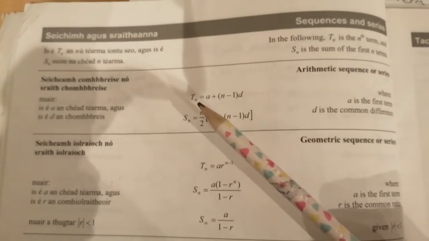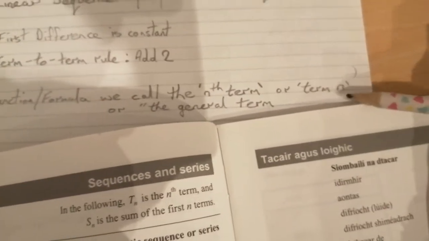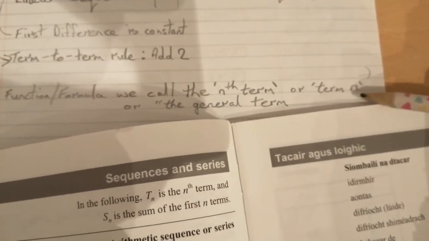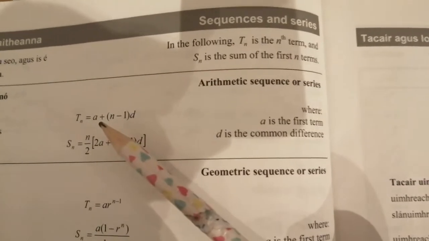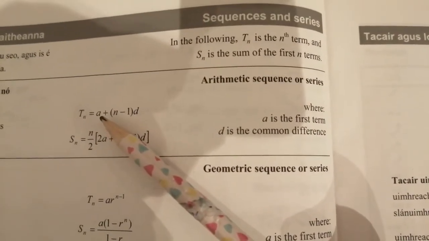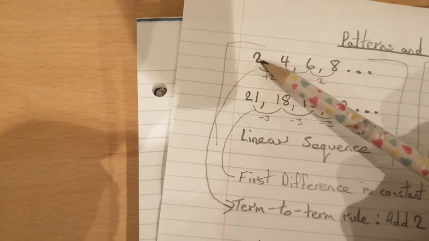Okay, the term n, that Tn stands for term n, which we saw was one of our names for that type of formula. So term n, or the nth term. So this is the formula. It's in your log table, so you don't have to learn it off by heart. There are different letters in the formula. So there's the A here, and it says A is the first term. So the first term in a sequence, for instance, in this one is just 2.